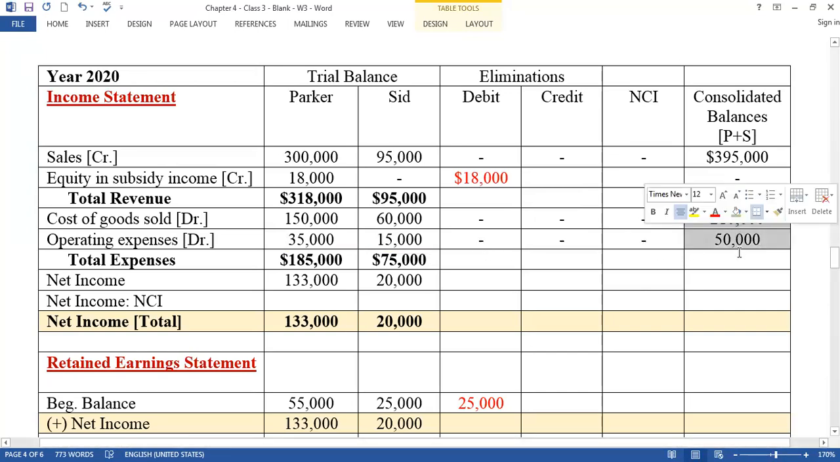So now we find total revenue. Now if we add these two, it is total expenses, and it is $260,000.